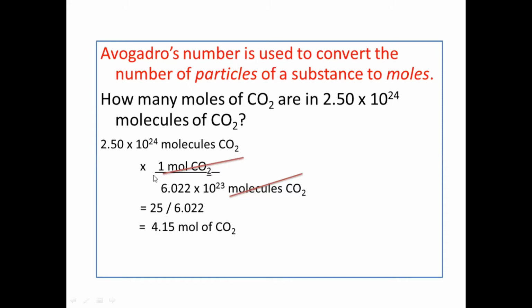So that will be multiplied by 1 mole of CO2 upon the Avogadro's number. Here again the 1 mole of CO2 and molecules of CO2 will get cancelled. So here the 10 raised to 23 and 10 raised to 24, so there is again the subtraction factor here. So 2.5 multiplied by 10 to the 25 divided by 6.022, so the number will be 4.15 moles of CO2. So 2.50 into 10 raised to 24 molecules of CO2 is equivalent to 4.15 moles of CO2.